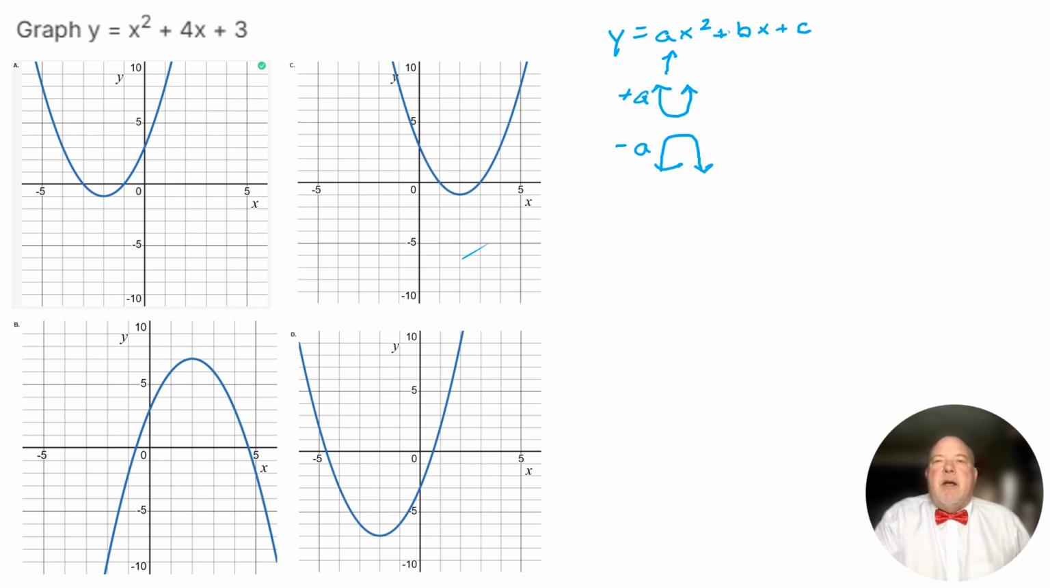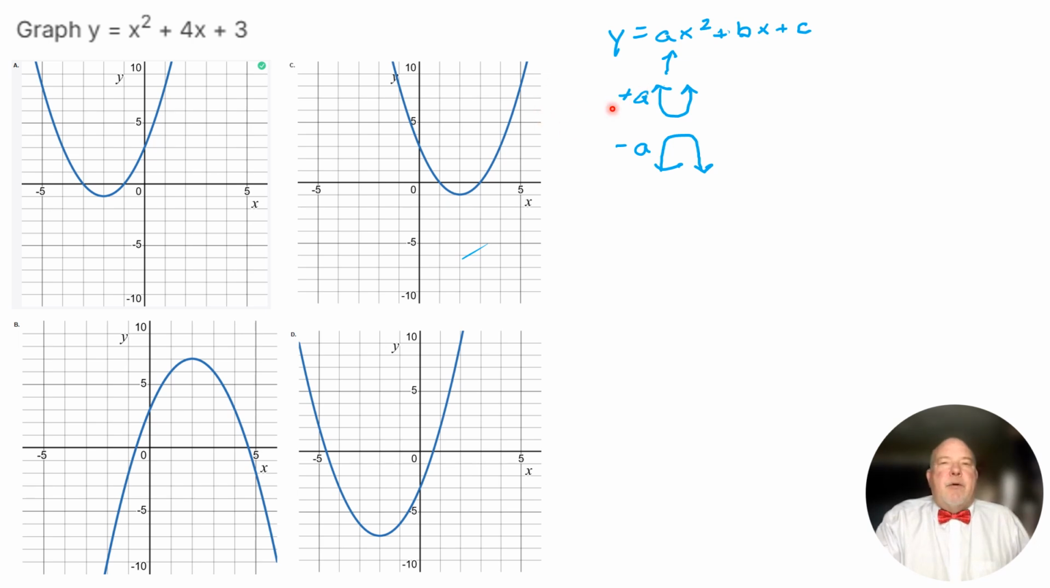Have mercy on me. So in our problem, if we look at our equation, the a value is the coefficient of x squared, which has nothing written there, but that means it's 1. So it's a positive a, and it's going to be like this. That tells me the answer is either A, C, or D. So we can throw out B because it doesn't open up the right way.